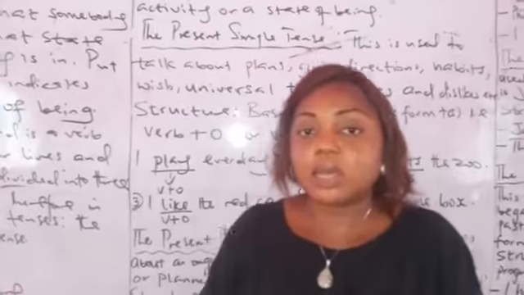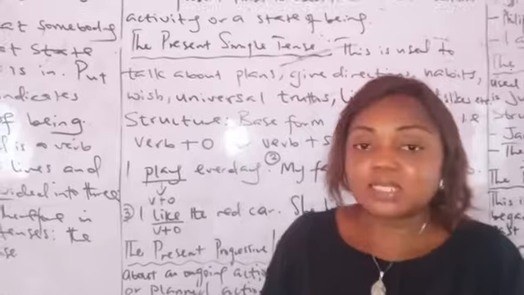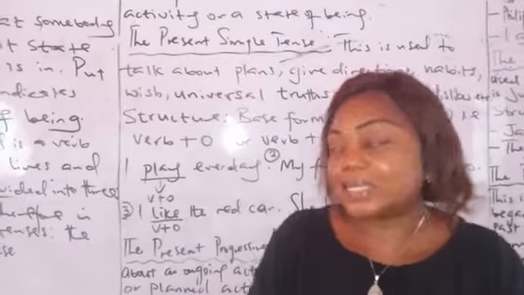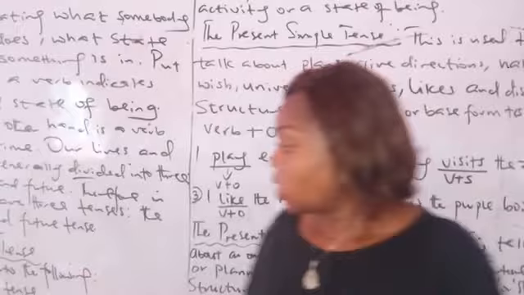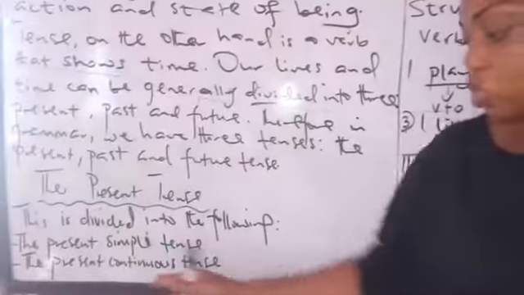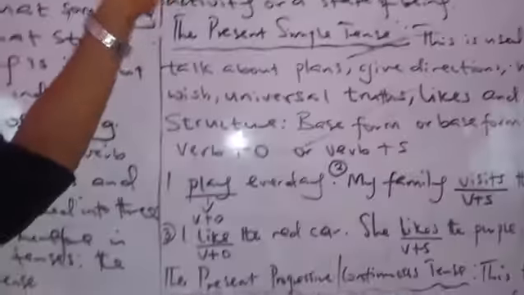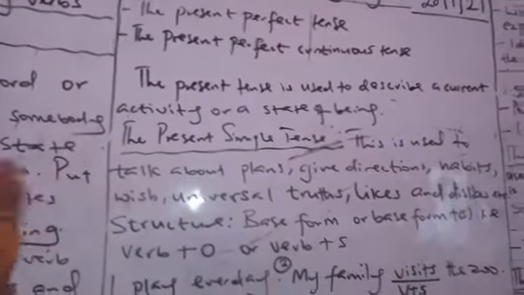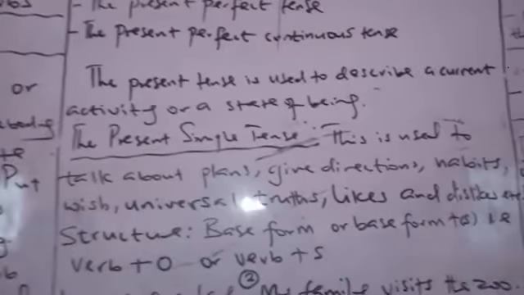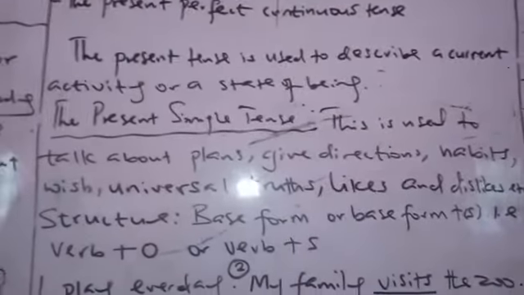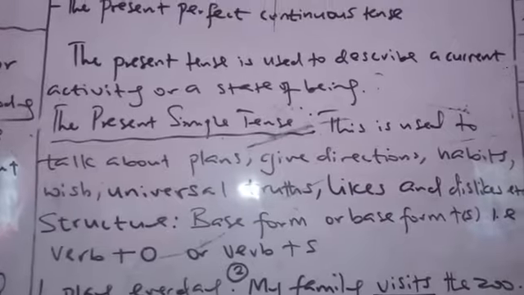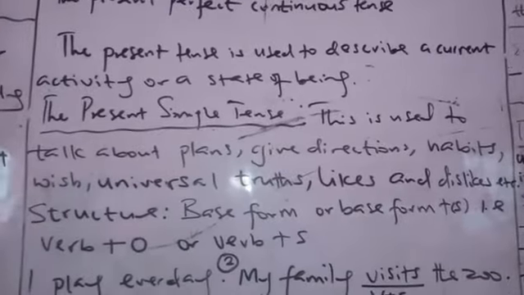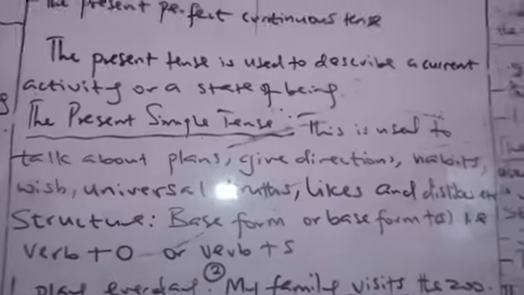For today's lesson, we're beginning with the present tense, which is subdivided into four. The first one is the present simple tense, the present continuous tense, the present perfect tense, and the present perfect continuous tense. We'll begin with the present simple tense. Generally, before we go into the present simple tense, let's know what the present tense is all about. The present tense is used to describe current action, okay? Current activity. I mean, how something is presently.